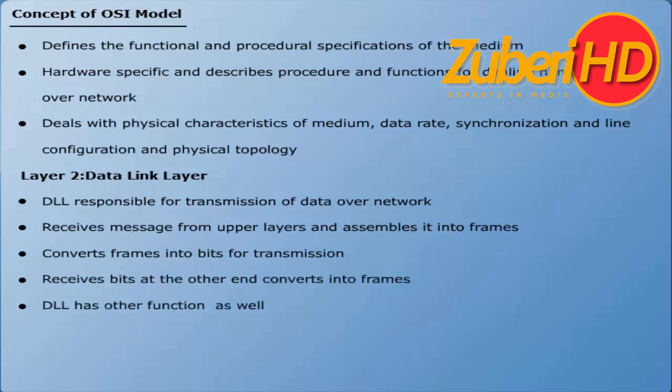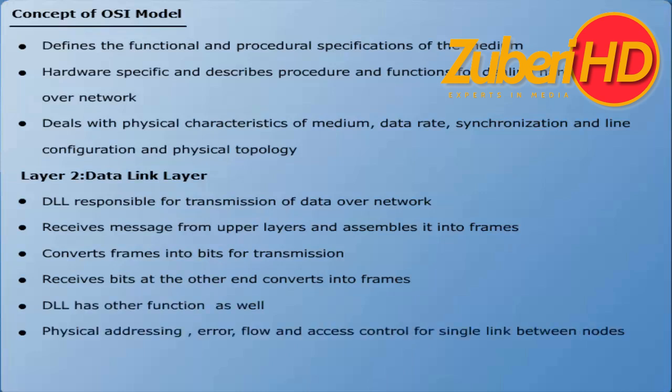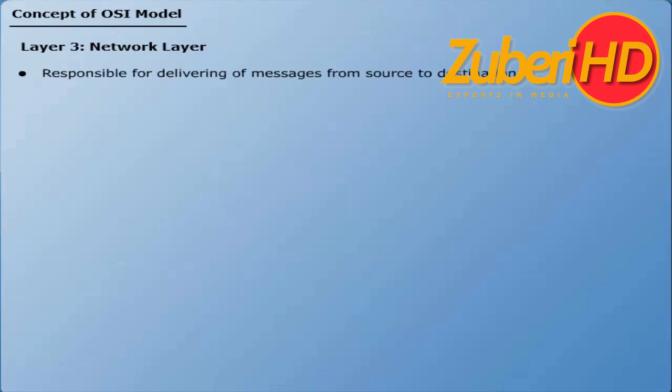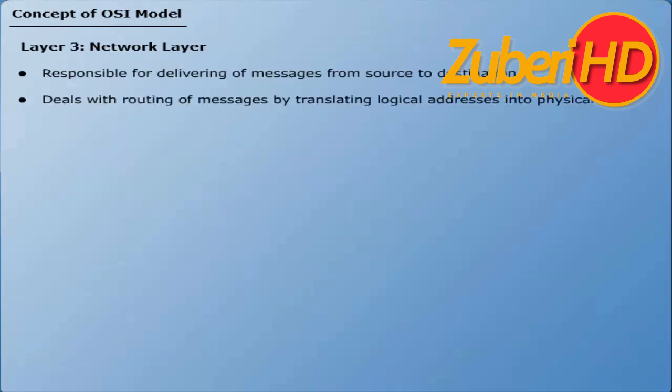The data link layer has other functions as well, such as physical addressing, error, flow and access control for a single link between network nodes. Layer 3. Network layer. The network layer is responsible for delivery of messages from source to destination. It deals with routing of messages by translating logical addresses into physical addresses.